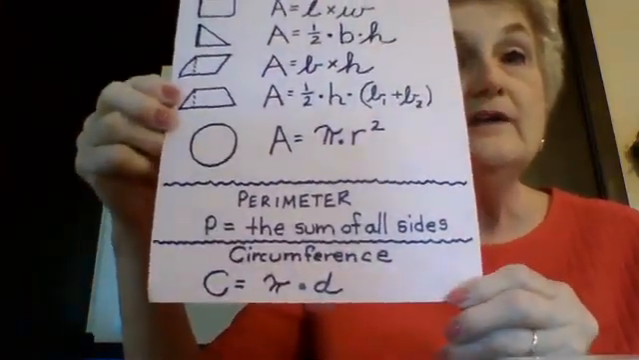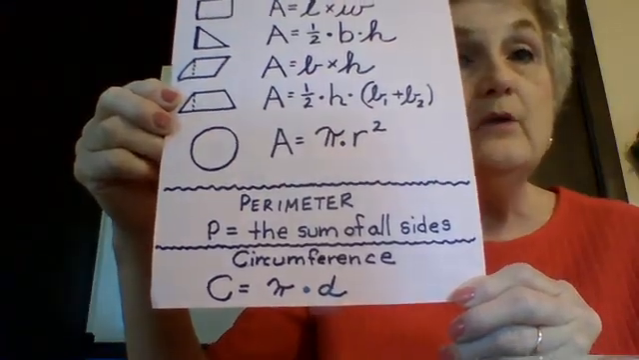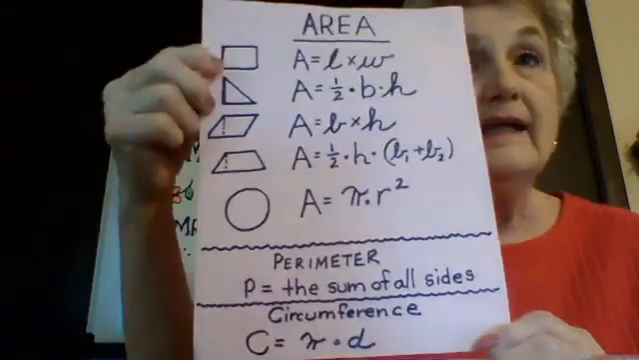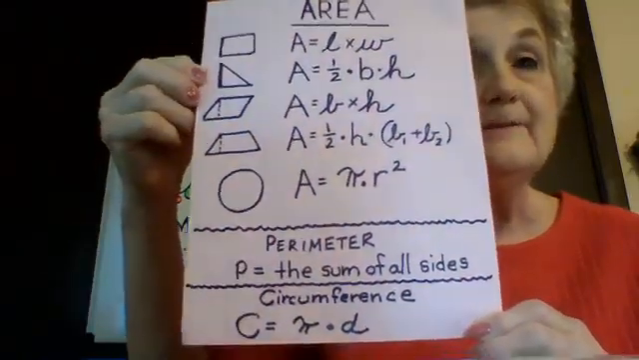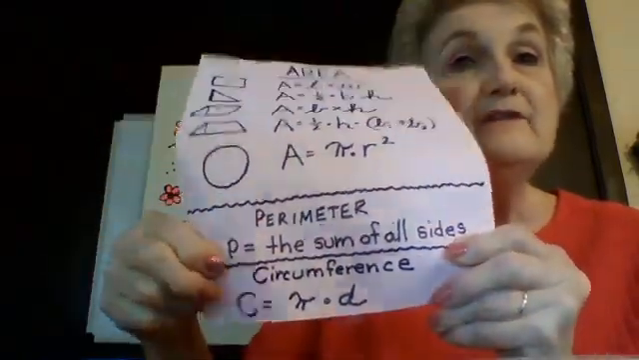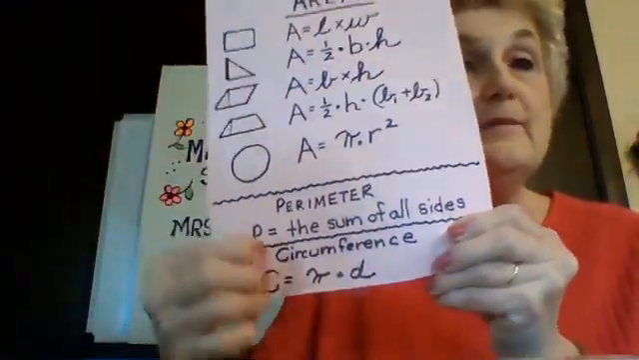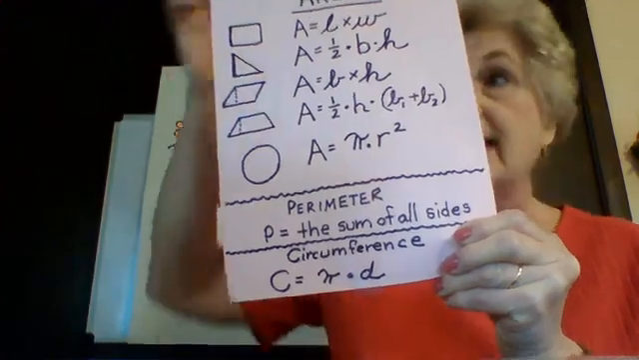Then also on your card, you should have the definition of perimeter. Really, it's the sum of all sides of a polygon that's made of straight lines. Then the circumference of a circle is the distance around a circle. And that's found by taking pi times the diameter. Okay, so that's kind of important. You want to make sure that's on your card.